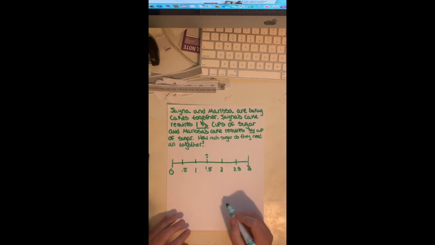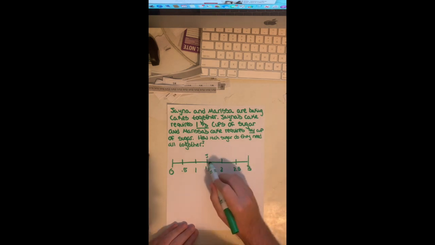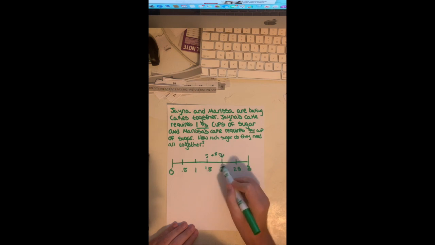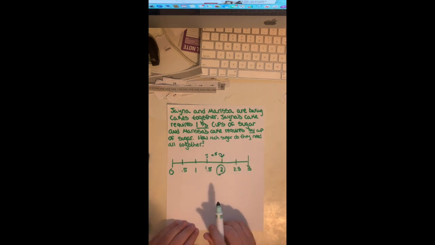Now we need to count for Marissa's sugar. She needs 3/4 of a cup of sugar. Is that more or less than 1? Good, it's less than 1, so I'll estimate that at 0.5. So 1.5 plus 0.5 is 2. So our estimate is going to be 2.